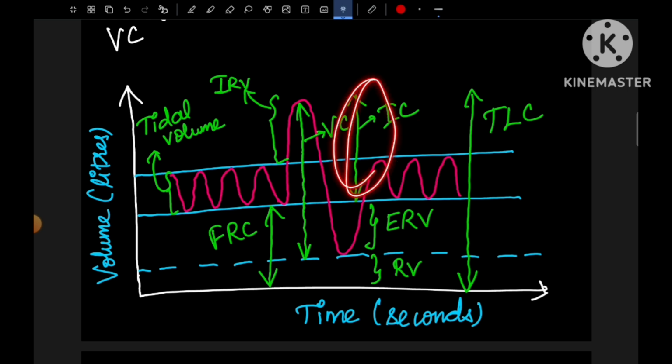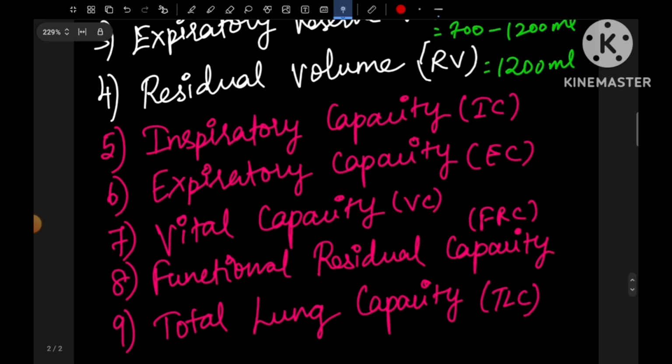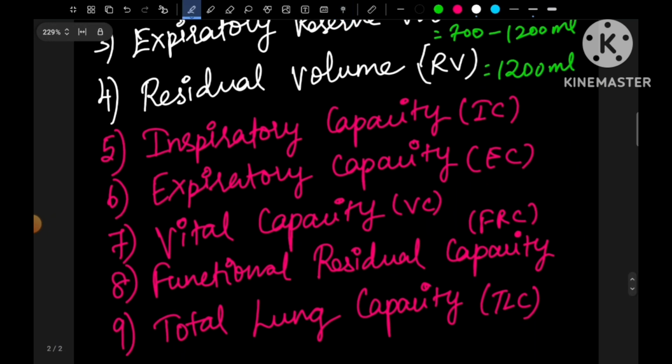See the graph here. This is this IC. See that carefully. Tidal volume is included plus IRV. See, IRV is this, no? So this IRV is also included. Okay, so this is inspiratory capacity. So let's write it here. IC is equal to IRV plus TV.